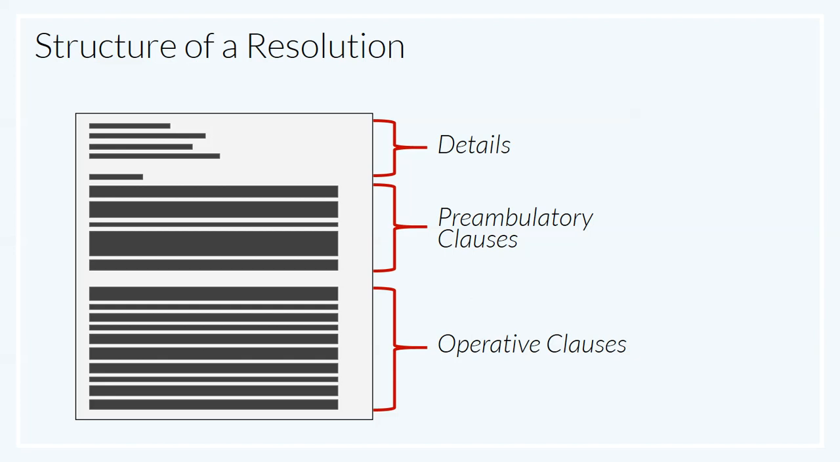When you are making amendments, you need to make clear what you are talking about, the preambulatory clause or the operative clause, number 3. Okay, and make sure you understand the difference between the two.